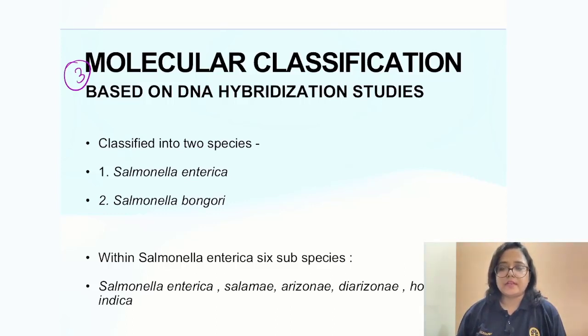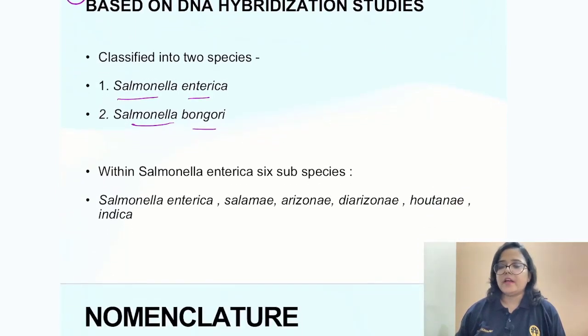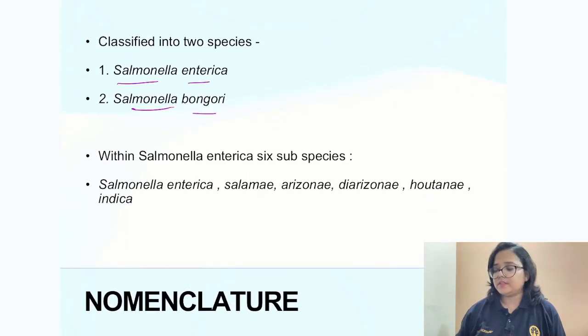The third method of classification is molecular classification, a recent classification based on DNA hybridization studies. This classifies Salmonella into two species, Salmonella enterica and Salmonella bongori. Salmonella enterica again has 6 subspecies, and you have to remember these names: enterica, salamae, arizonae, diarizonae, houtenae and indica.